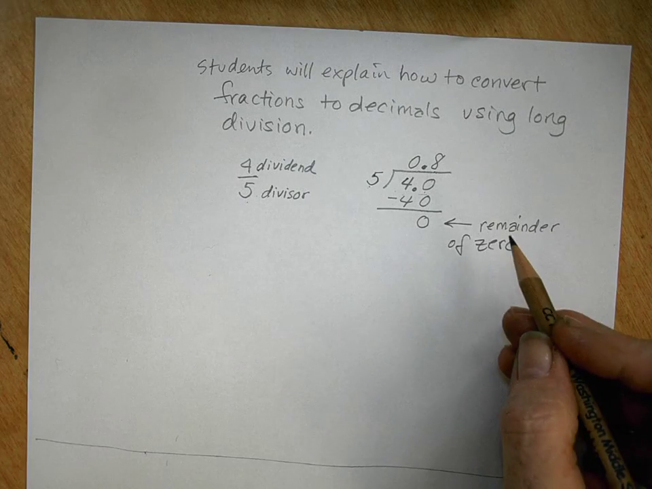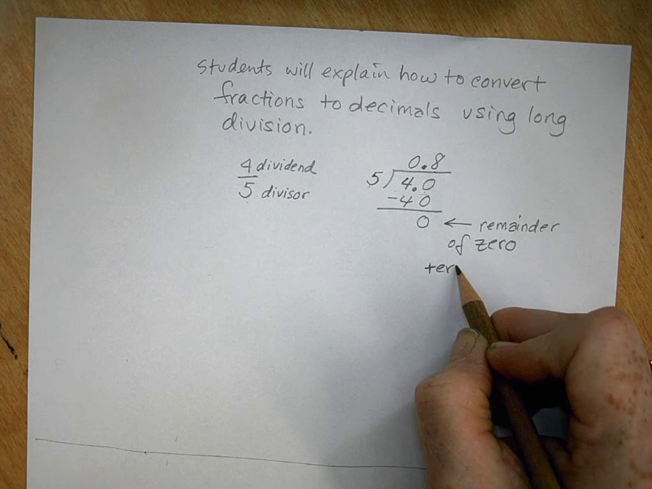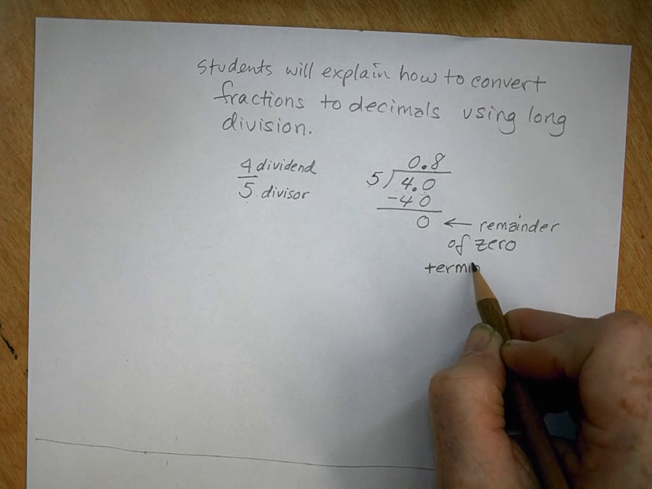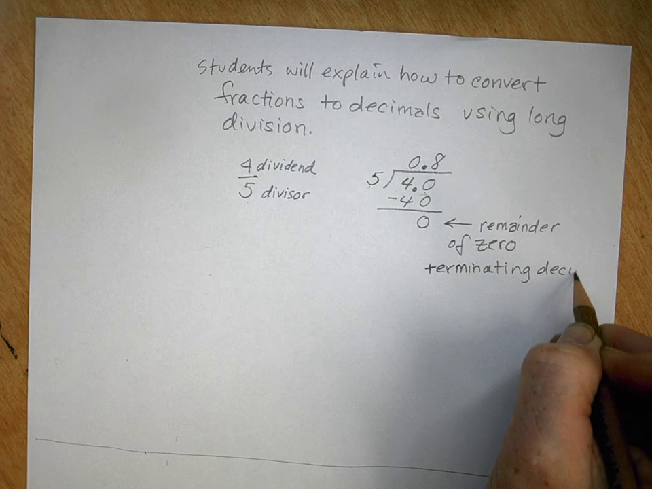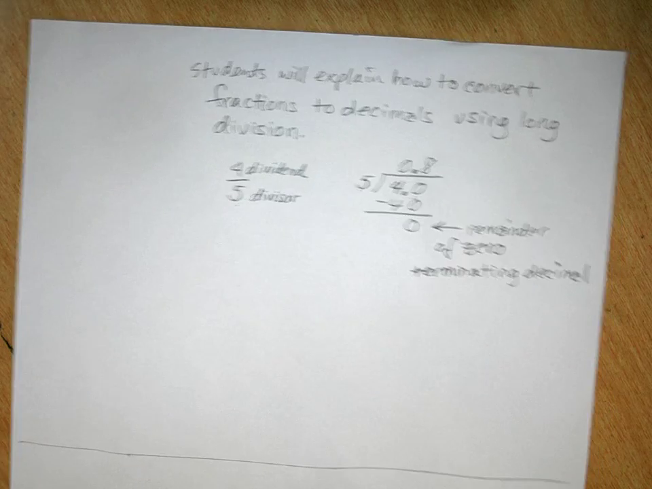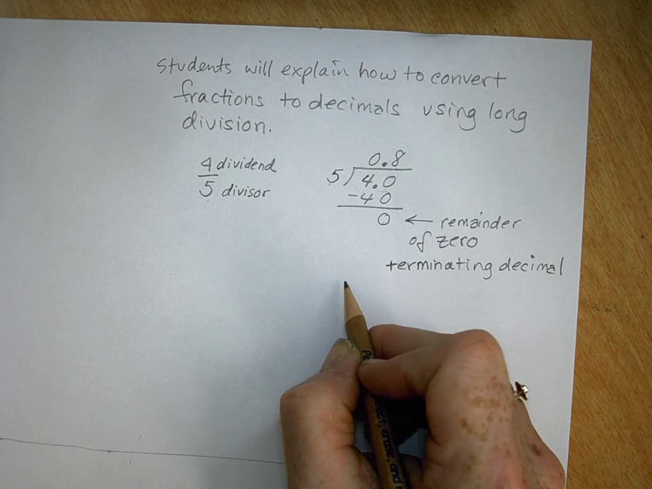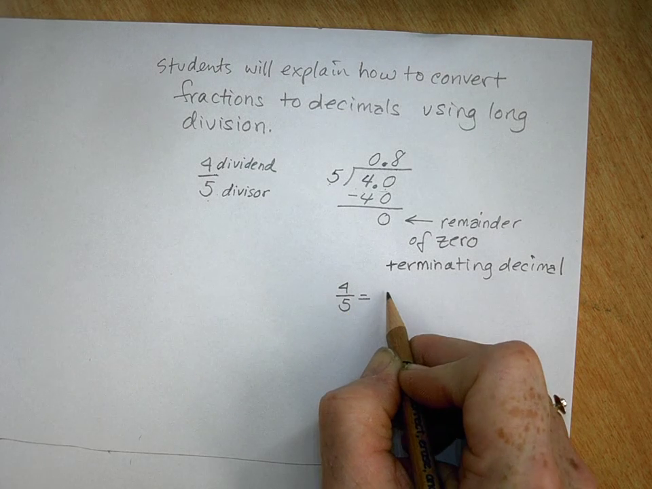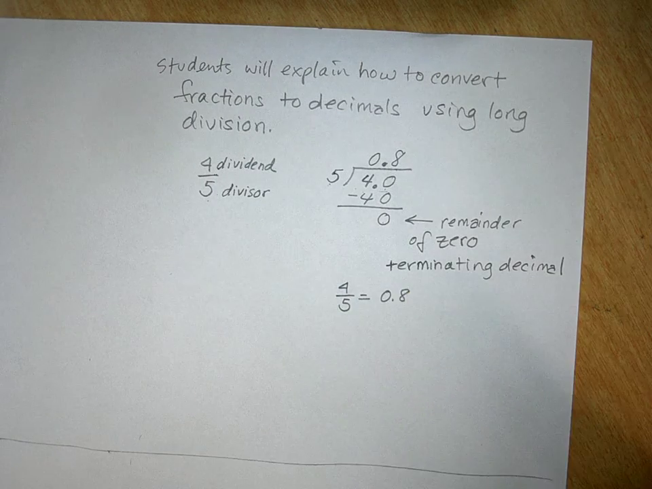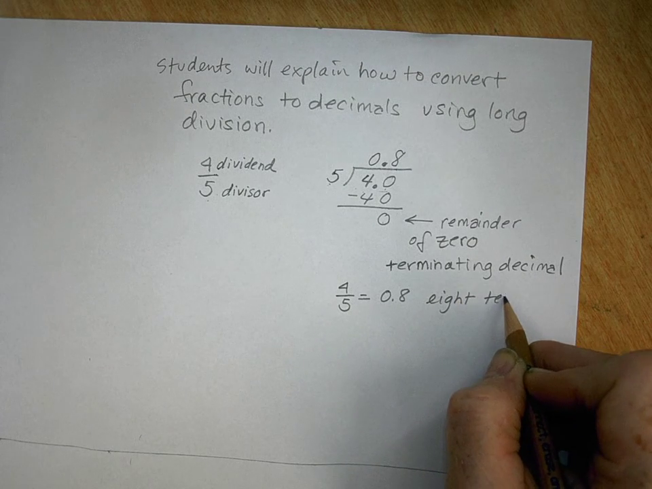That means that my fraction terminates. So this is a terminating decimal, because when I divide, it ends in a 0. So my equivalent decimal to 4/5 is equal to 0.8, which is 8/10.